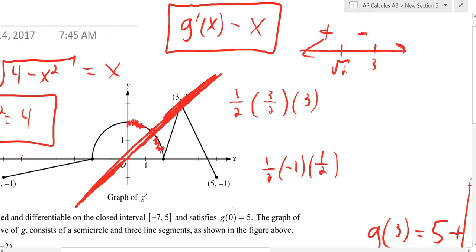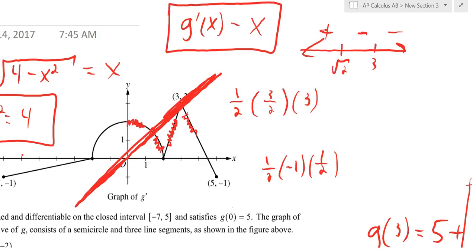Okay? As I approach 3, g prime is below it. So g prime minus x is negative. And on the other side of 3, g prime is still below it. So it's still negative. What's root 2? A maximum. And 3 is? 3 is neither. The sign has to change sign. Yeah. The derivative has to change sign.